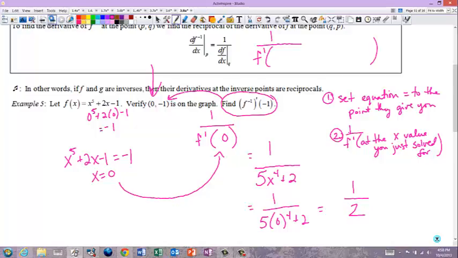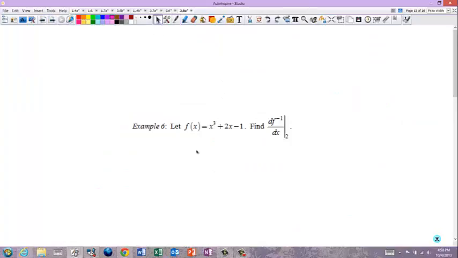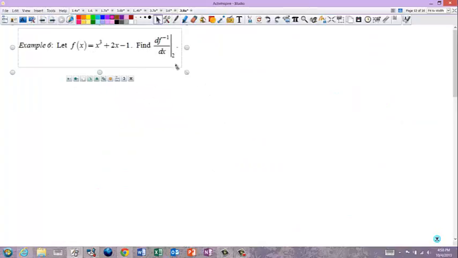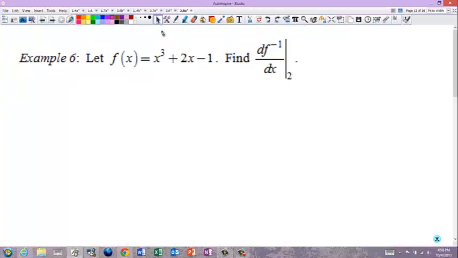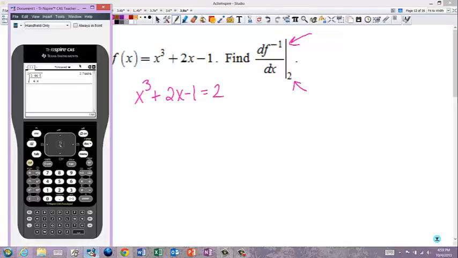Hold on. Let's do another one. Example 6. Let f of x equals x cubed plus 2x minus 1. Find the derivative of the inverse at 2. So what you do is you set this equal to 2. And usually these are on the calculator part because you're going to have to actually solve that on your calculator.